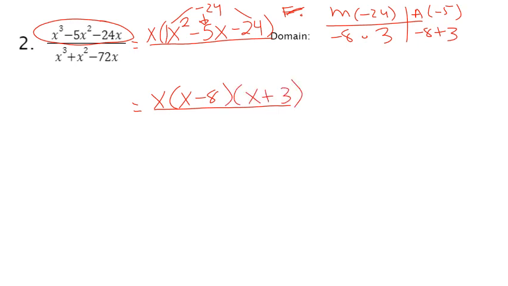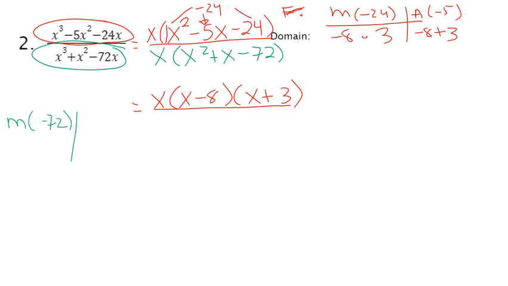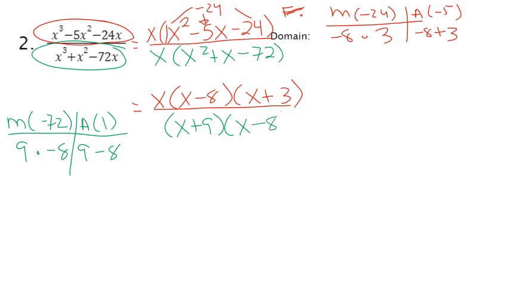On the bottom, I can do the same thing. So I do have a GCF of x I can pull out. We would find numbers that multiply to negative 72 but add to 1, because that's a 1 there. And then it would be 9 and negative 8. And we still have our x in front.